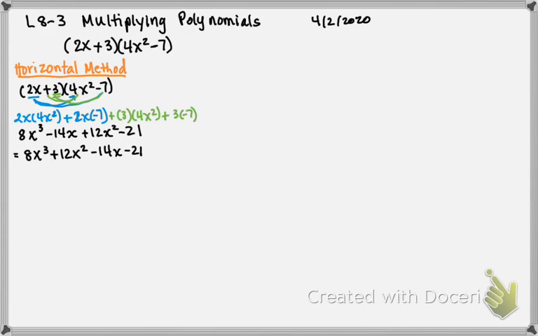Now, some of your parents or older siblings may call this FOIL, but I'm going to tell you FOIL is a strategy that's great if you only have a binomial times a binomial. And so it's like first, outer, inner, last. But this is the same thing, basically. All right, so then we had the vertical model.